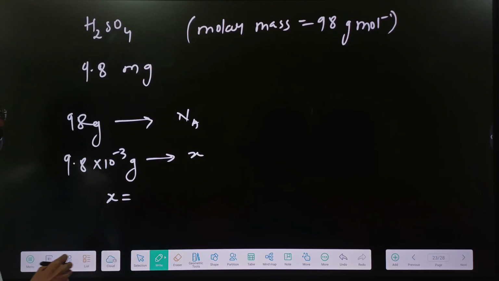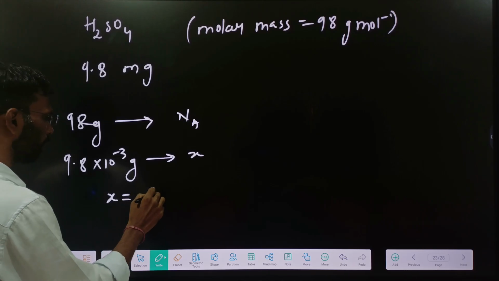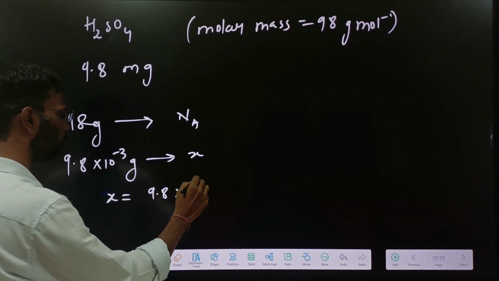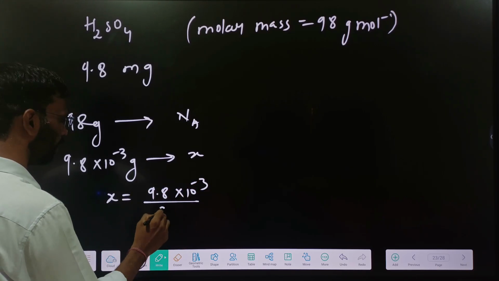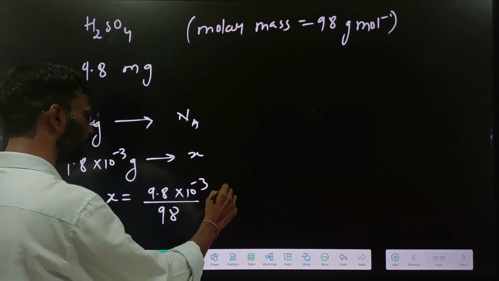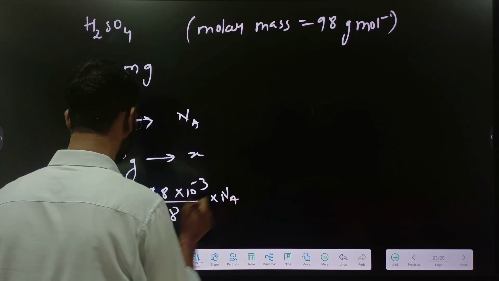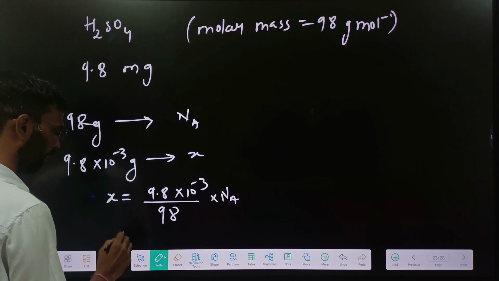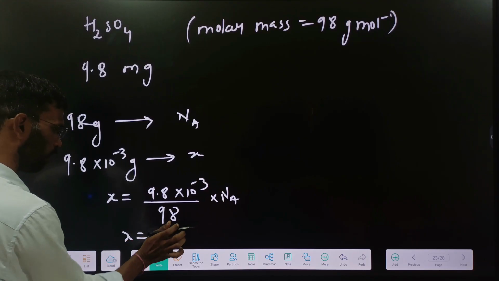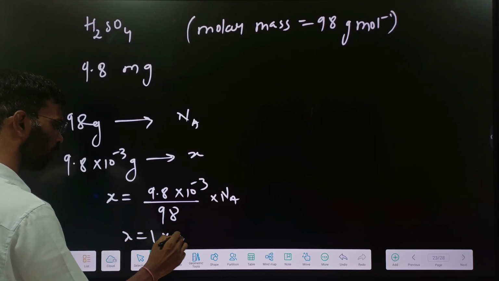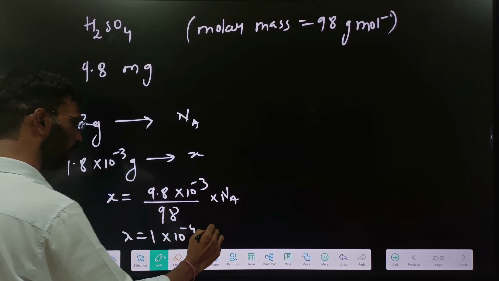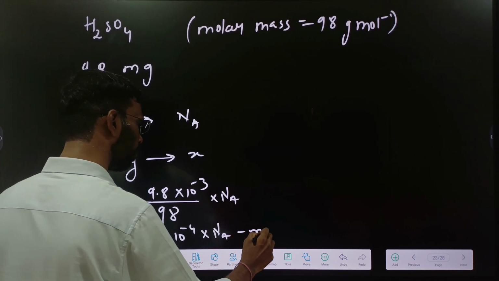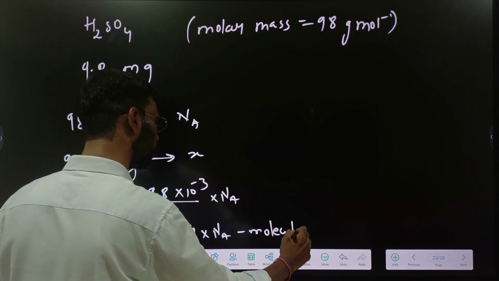X will be equal to 9.8 into 10 raised to minus 3 divided by 98 into Na. If I cancel this, X will be equal to 1 into 10 raised to minus 4 into Na. These many molecules are there.